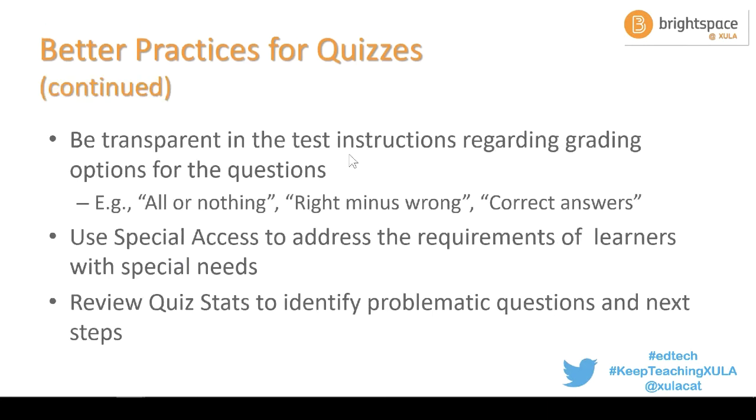Also, be transparent in your test instructions regarding the grading options. So if the student is going to get all or nothing, for example, or right minus wrong, or just for the correct answers, then go ahead and provide them with that information so they know how they're being graded. If you have a student that has a disability exception, then you would enter that in the special access section on restrictions. You can go in, for example, if the student is supposed to get time and a half, and indicate that that particular student has that extra time. And then there's quiz statistics that you can view after the fact to help you identify if you have some problematic questions, and then you can take the appropriate next steps.